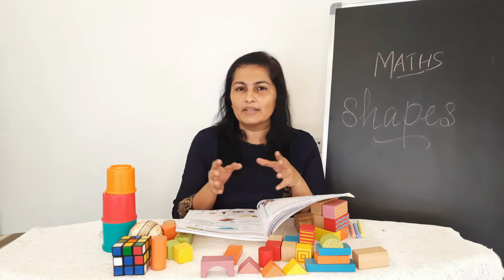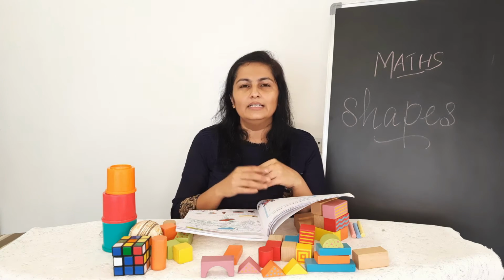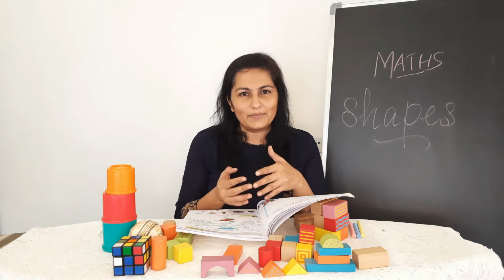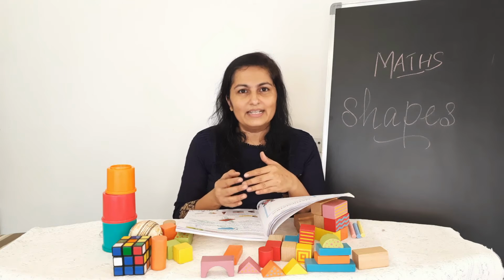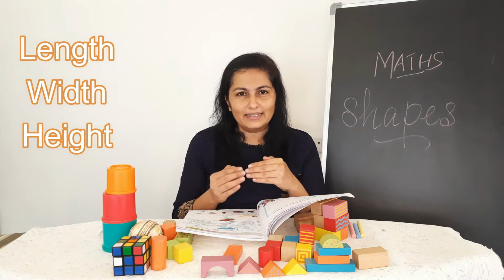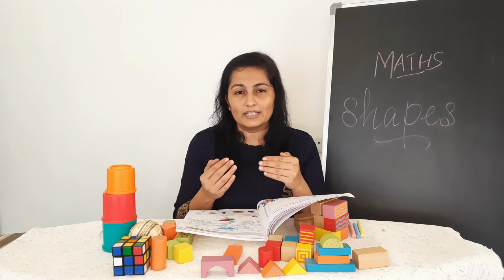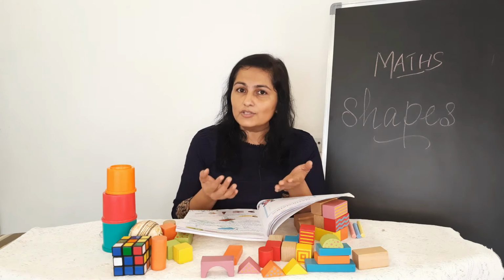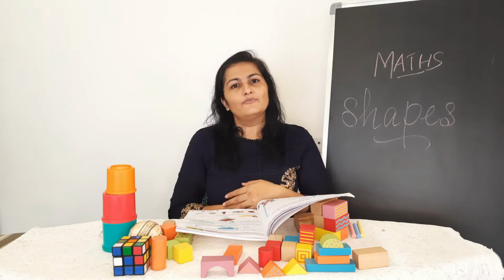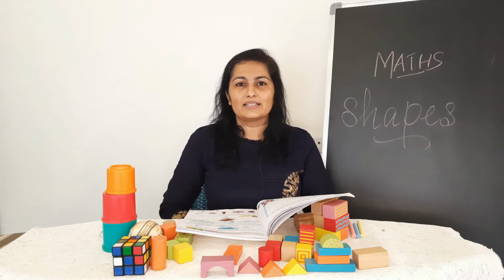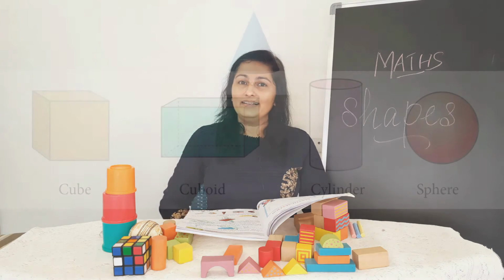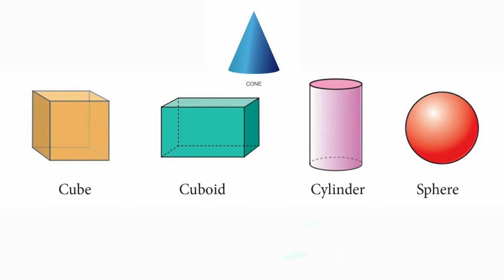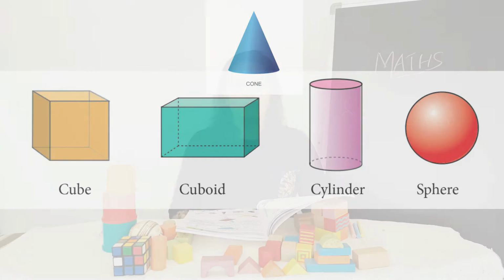So what did we learn? Shall we just quickly run through? 3D shapes have three dimensions, that is three measurements: length, width and height. 3D shapes are also called solid shapes. The most common example is your own book. And a few examples of 3D shapes are cube, cuboid, cone, cylinder and sphere.